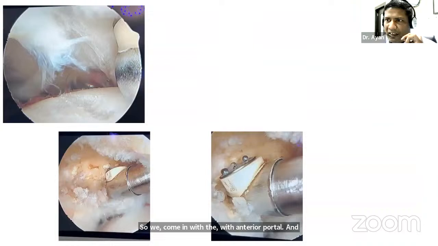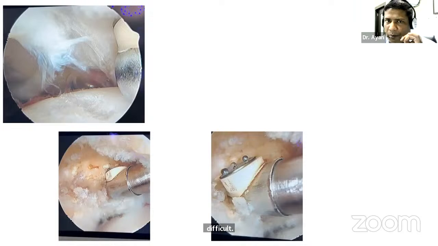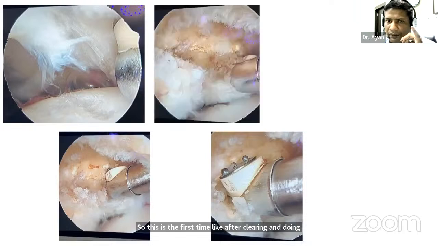then we start clearing the space, because in these cases where you have a lot of synovitis, it's so difficult working in the hip space and getting a visualization. That's always a problem, and we tend to struggle with that. This is the first time, after clearing and doing a capsulotomy, that we got a good image. But as you see, the labrum here.